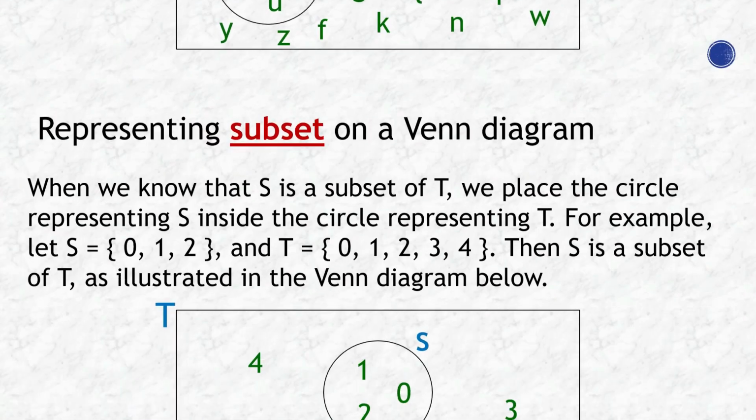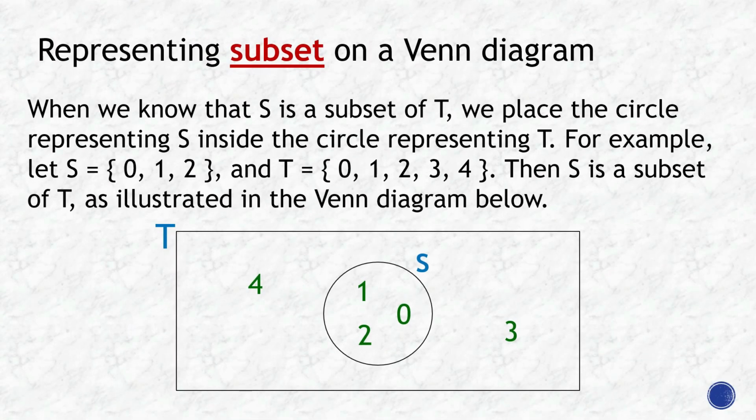More on subsets. So we represent a subset in a Venn diagram. When we know that S is a subset of T, we place the circle representing S inside a circle representing T. For example, there is a subset S, and that's 0, 1, and 2. And then there's the universal set T. It is composed of 0, 1, 2, 3, and 4. As you can see here, we encircled 1, 0, and 2. That's set S, which is a subset of the original. So set S is a subset of T, as illustrated in the Venn diagram below.